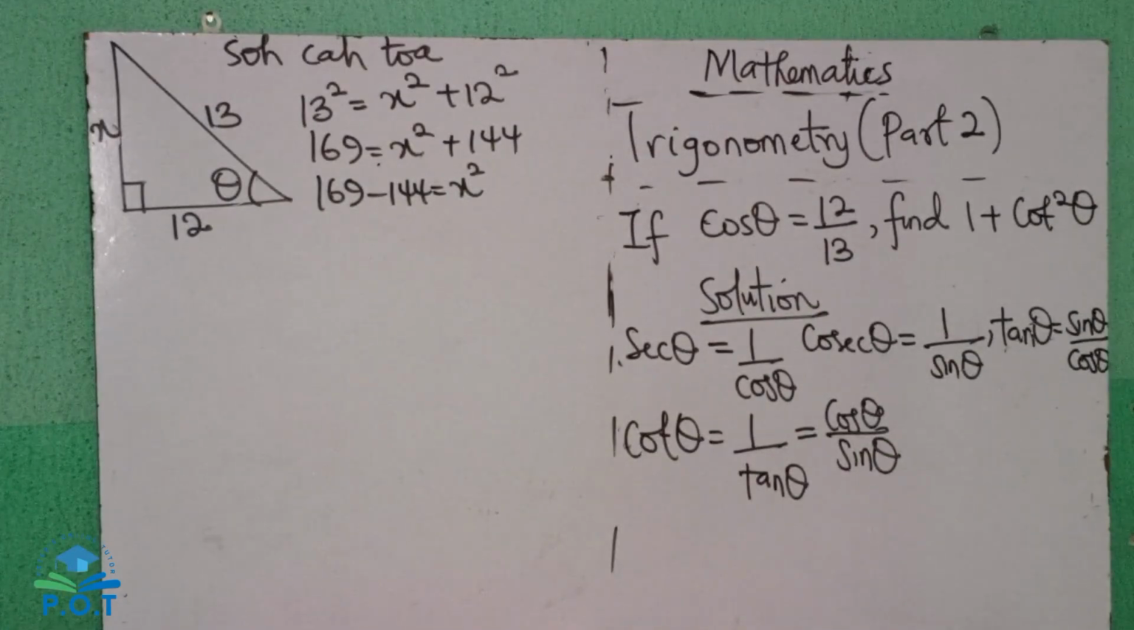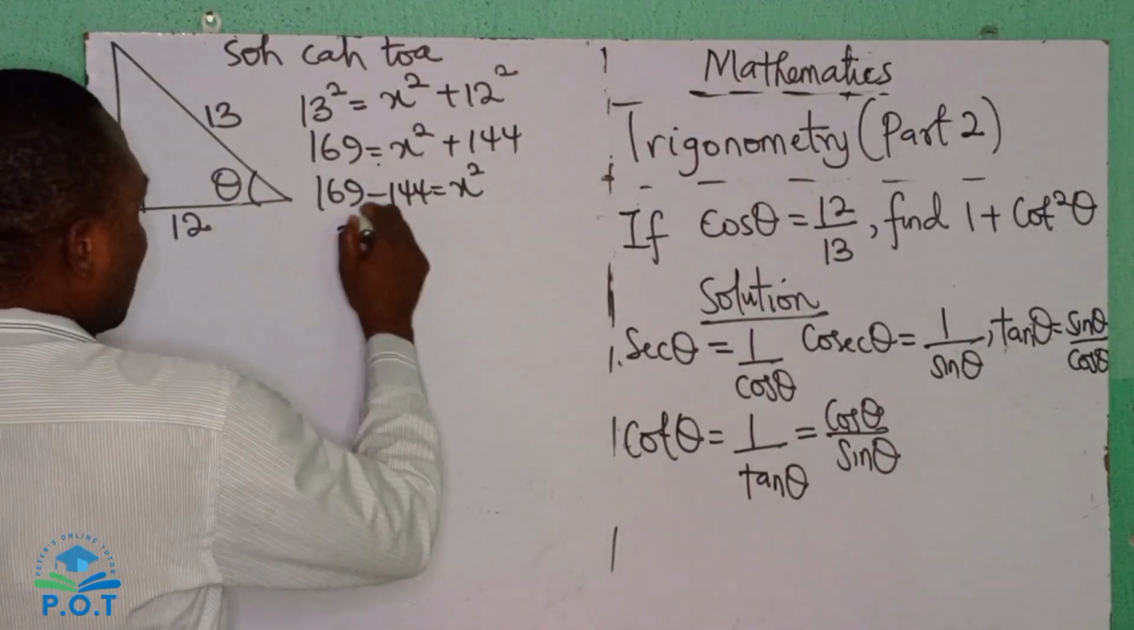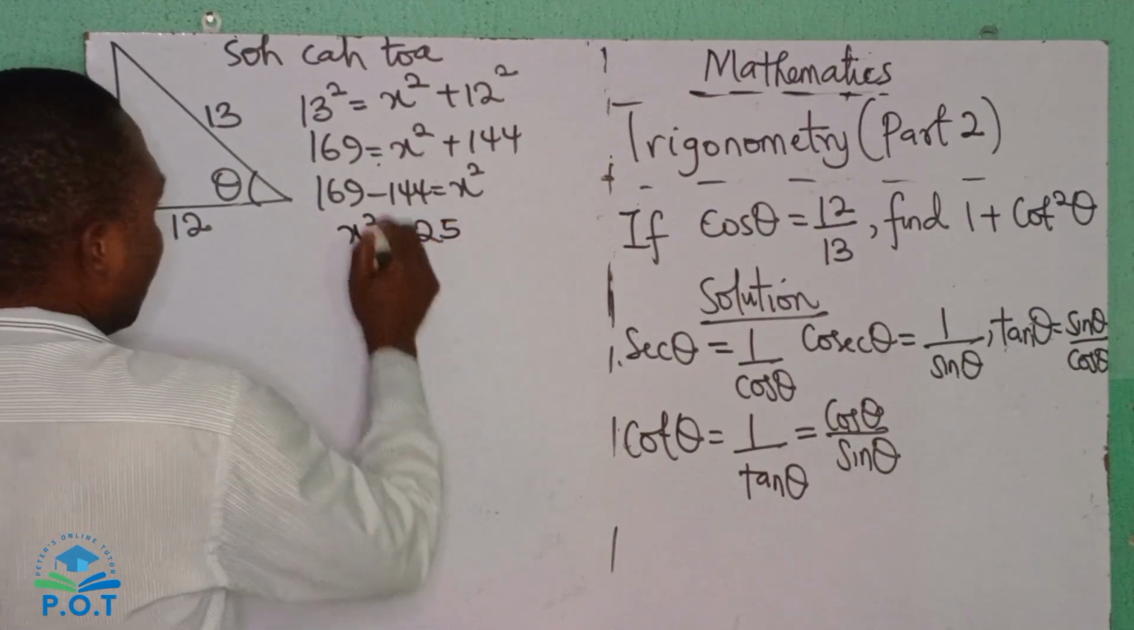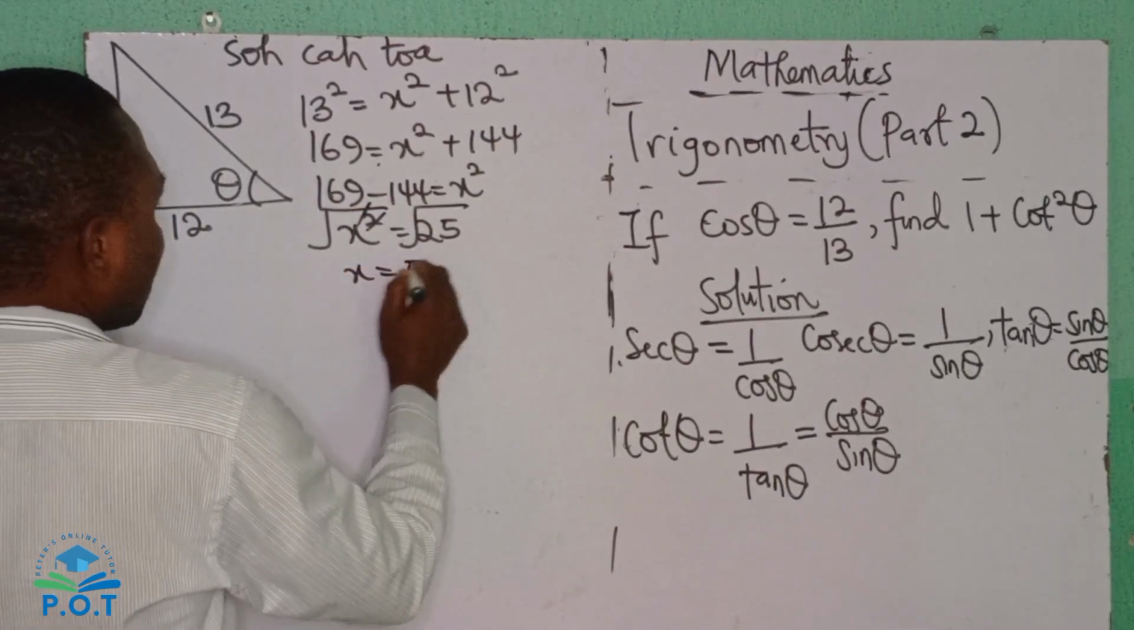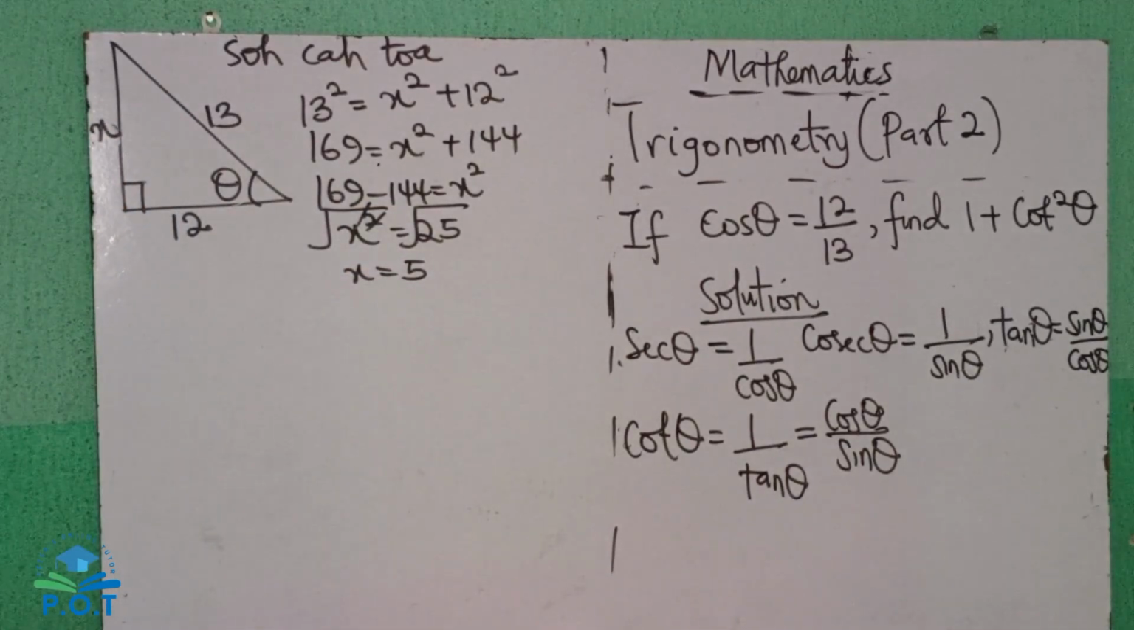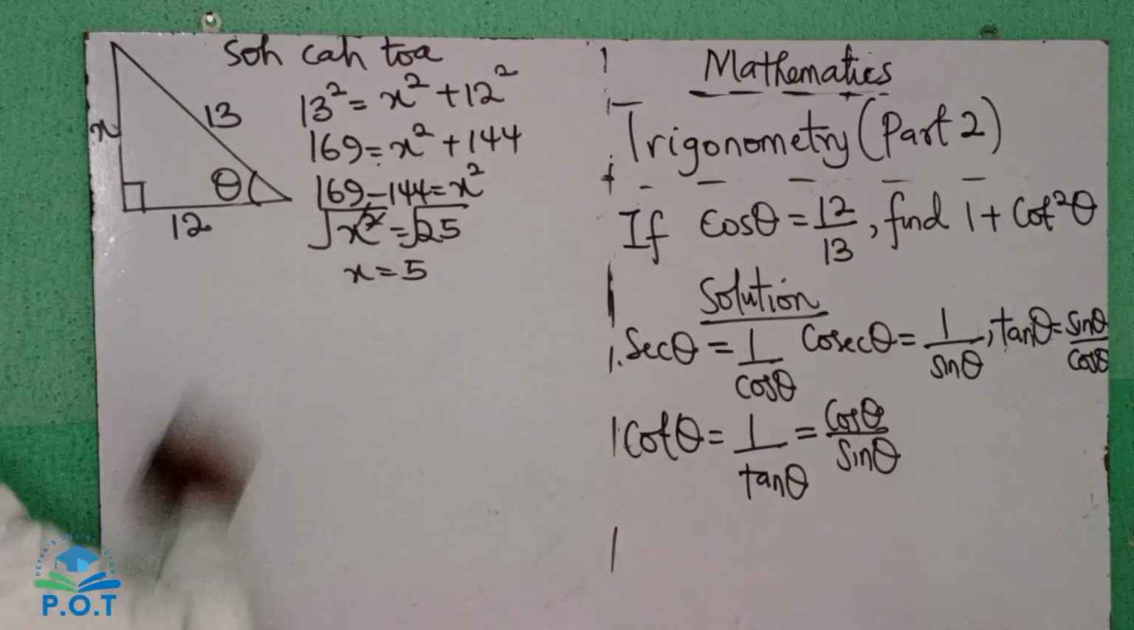169 minus 144 gives us 25. So x squared equals 25. Let's take the square root of both sides. X equals 5. Square root of 25 is 5. Now, go back to the question.